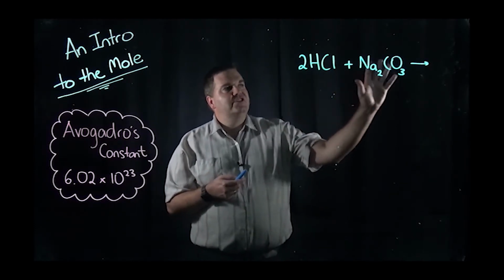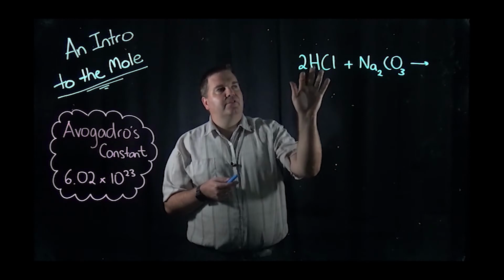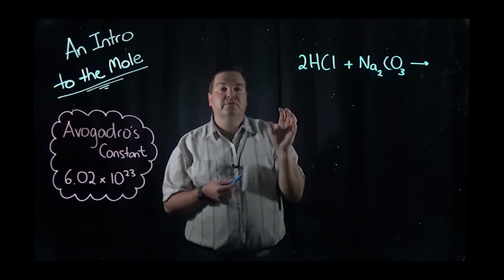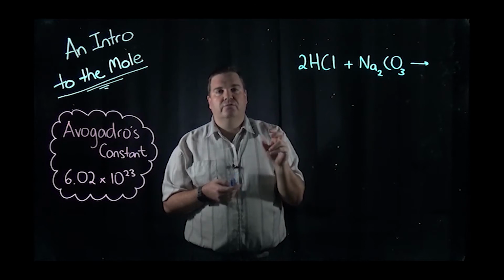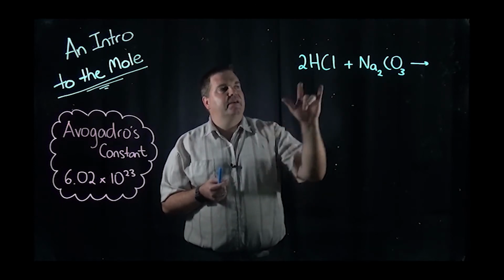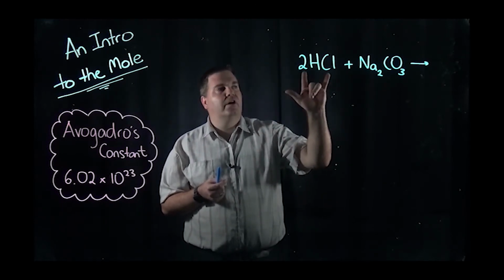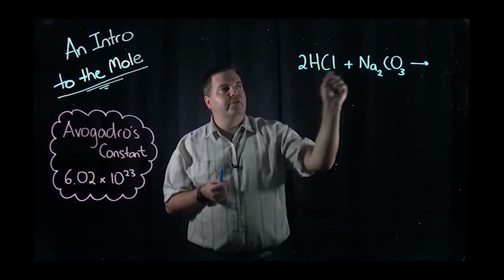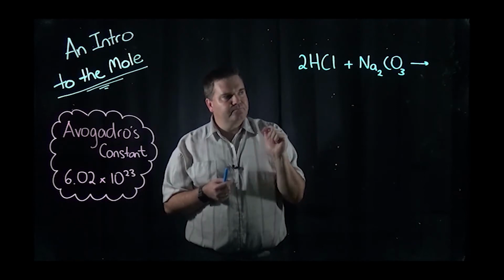So in an equation like this, the numbers out the front are what are called the stoichiometric ratios, or sometimes they're referred to as the mole ratios of a reaction. This is telling us that we need 2 moles of hydrochloric acid for every 1 mole of sodium carbonate. So the number out the front tells us the number of moles that we need.